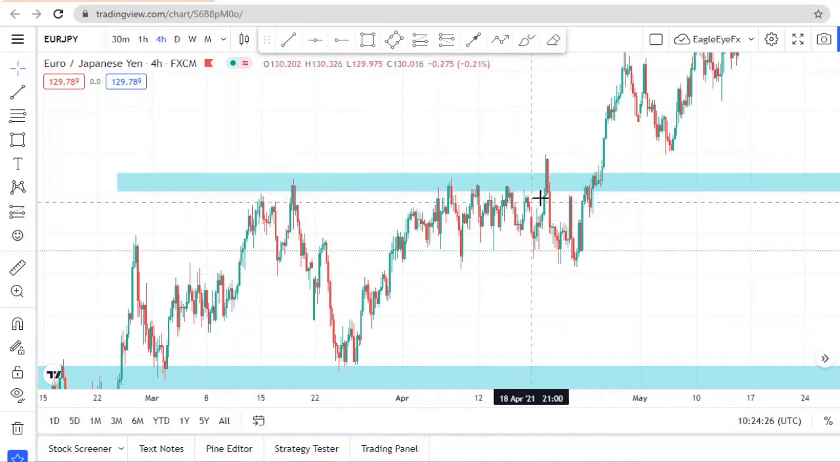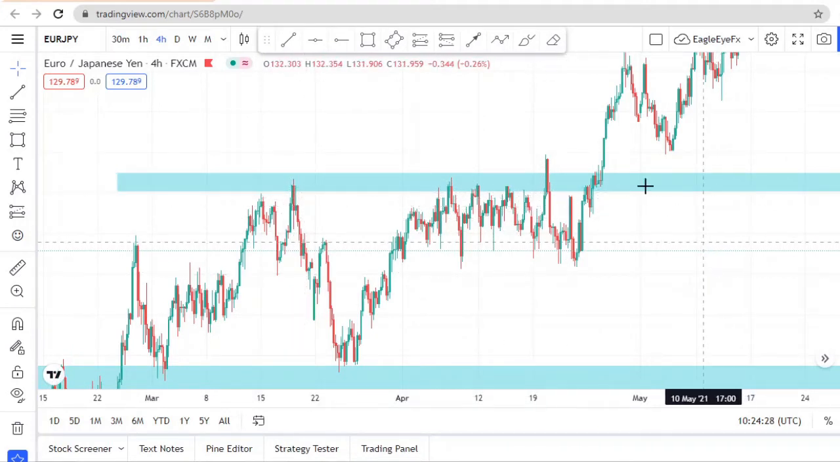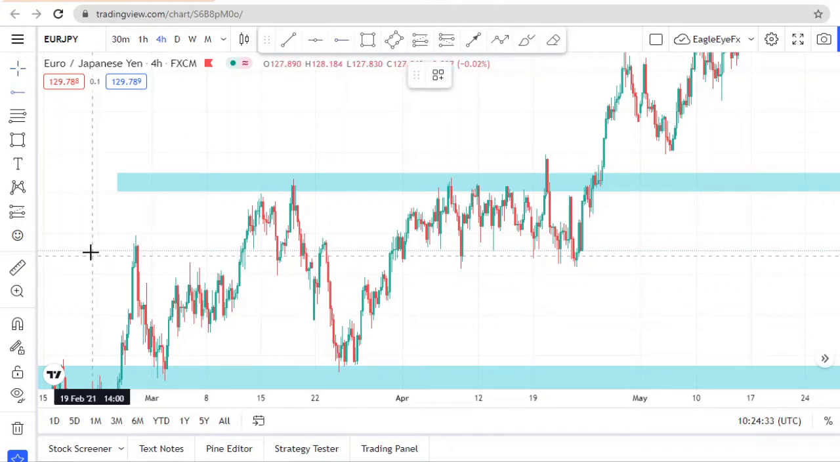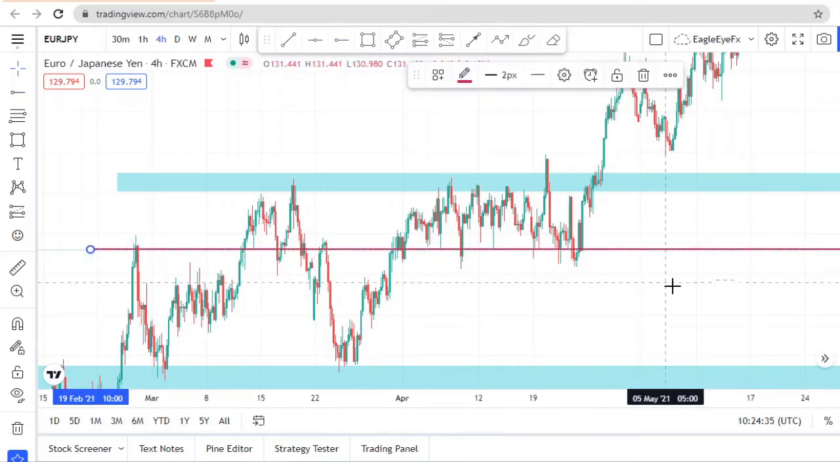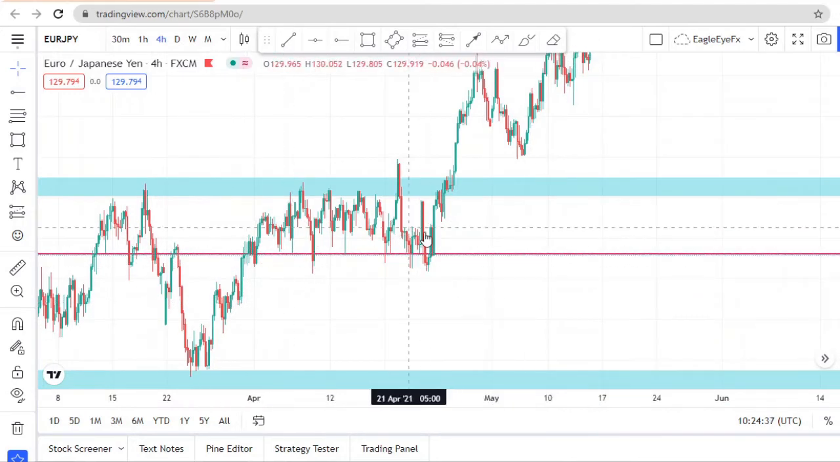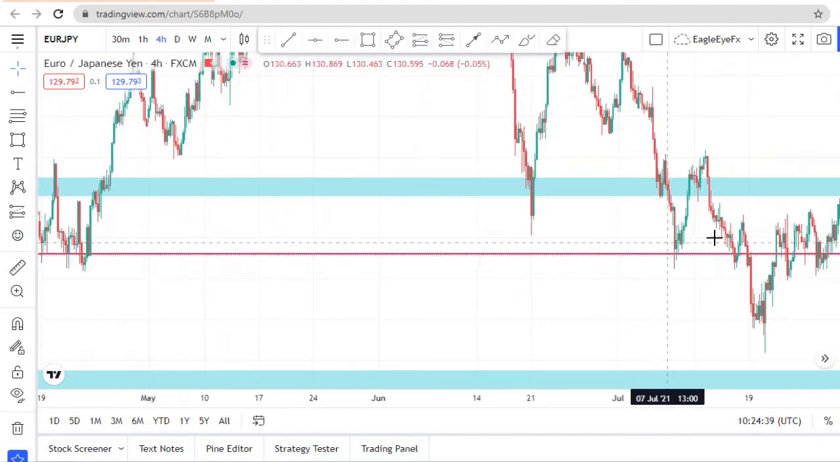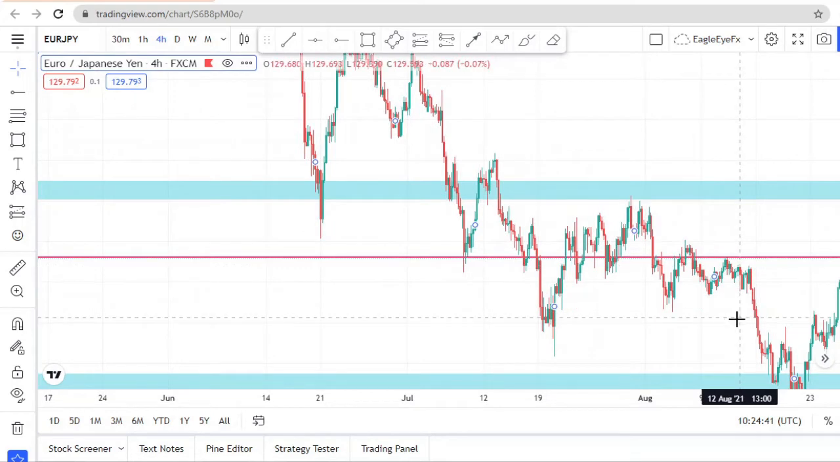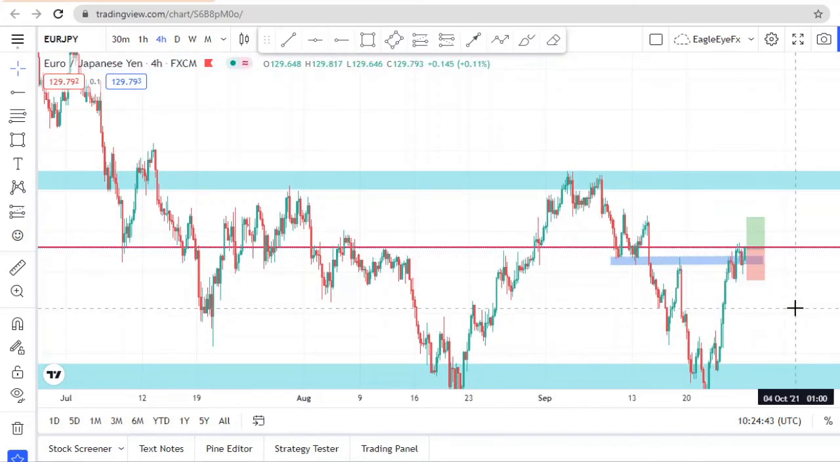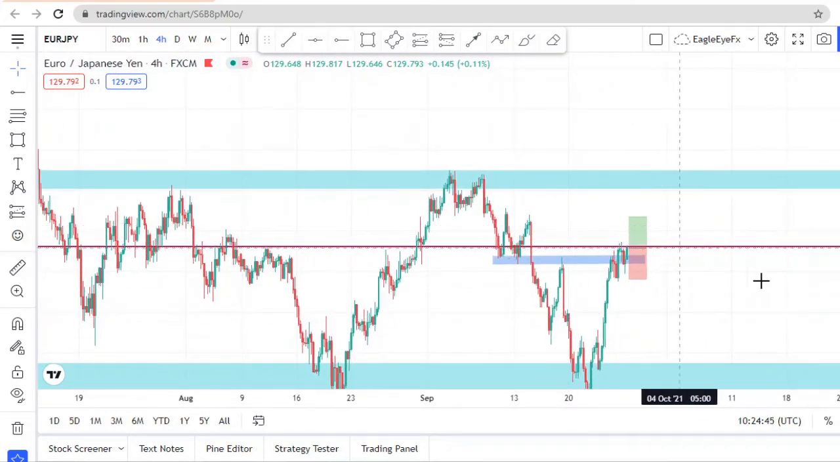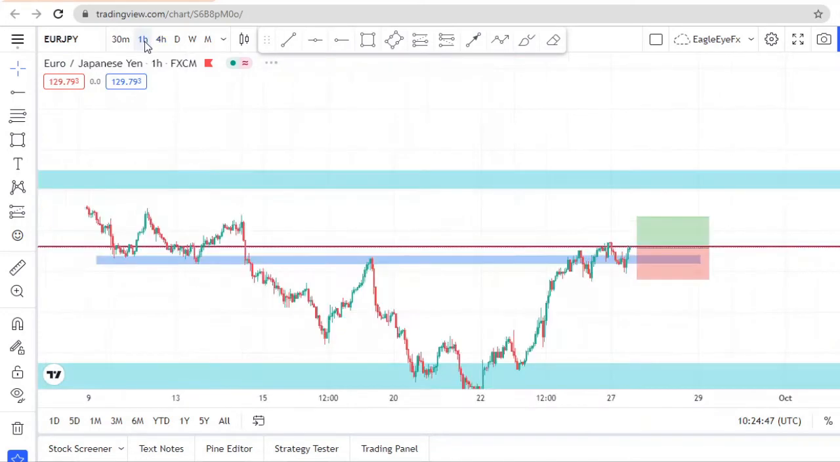Okay, so resistance, then let me mark this level here and show you something. I want to mark that level over there because it has also acted as some sort of support. You see support here, you see rejection here, it's close to that zone. All right, so great. So let's go to the 1-hour time frame.